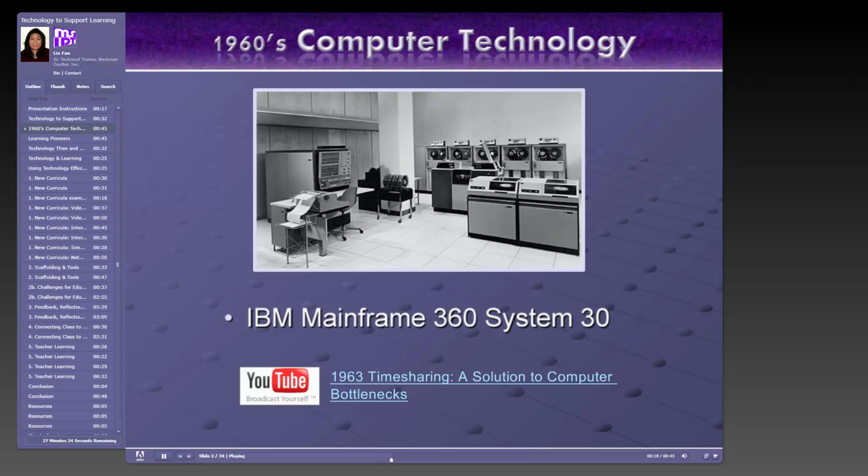To be able to appreciate how far computer technology has advanced since the 1960s, click on the hyperlink or YouTube icon to view a video featuring the great-granddad of today's web server and cloud computing systems. This video, called 1963 Time Sharing, a Solution to Computer Bottlenecks, will really make you appreciate your PC.